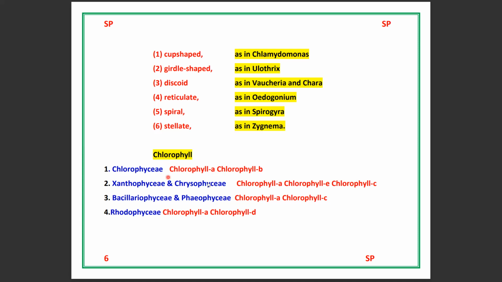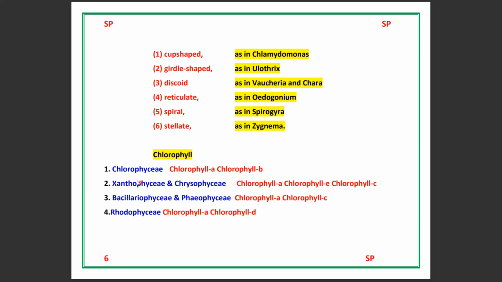A is the universal type of chlorophyll, found from lower organisms to higher organisms. That means from algal members, bryophytes, pteridophytes, gymnosperms, angiosperms, all lower to higher plants. The universal chlorophyll is chlorophyll A. But the remaining chlorophyll B, chlorophyll C, chlorophyll D, chlorophyll E are seen only in algae.